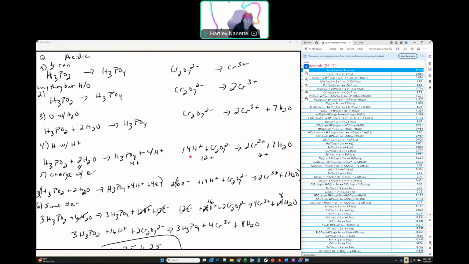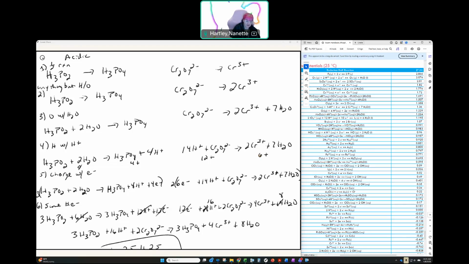So now I have the same mass balance. I have balance for phosphorus, chromium, oxygen, and hydrogen. Now I have to look at the charge. So in this half reaction, I looked at what was the charge on this side, and I see no charge on this side. On this side, I have a 4 plus. Over here, I have 14 plus minus 2 is 12 plus. Here I have 2 times 3 plus is 6 plus.